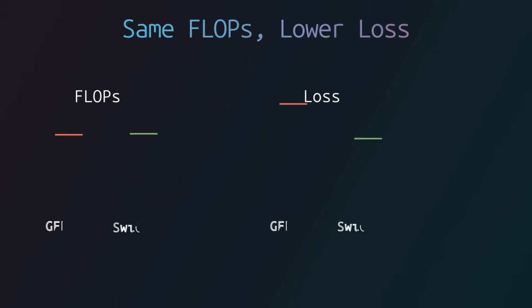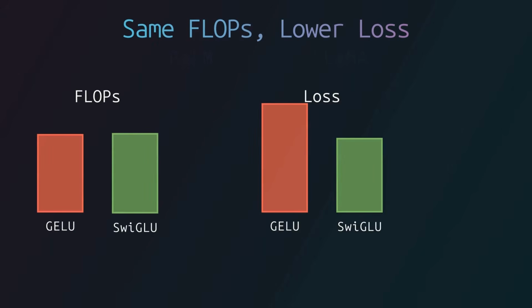Same compute, lower loss. This is why modern LLMs pick SwiGLU. You're looking at two bar charts showing FLOPs and loss. Notice how the FLOPs are nearly identical between GELU and SwiGLU, but the loss drops significantly with SwiGLU.